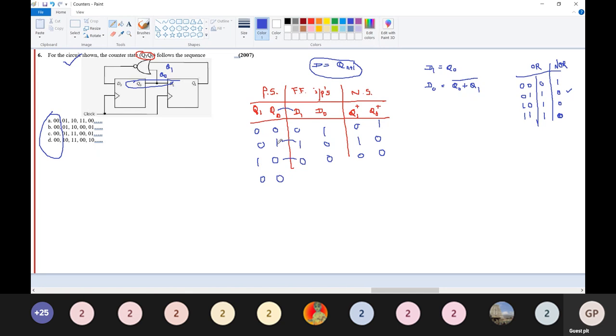So what is the count sequence? 0, 0. Afterwards, it is 0, 1. Afterwards, it is 1, 0. After that it is 0, 0 again. Checking which option we are getting: 0, 0, 0, 1, 1, 0, and again back to 0. So that is option B. Option B is the correct one.